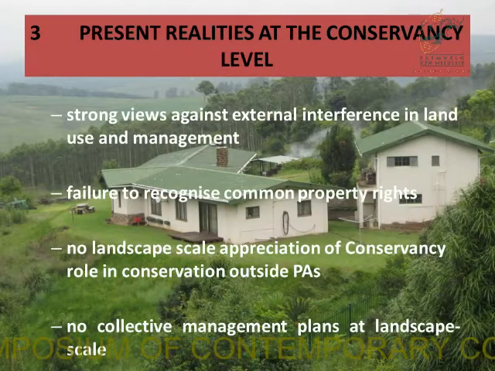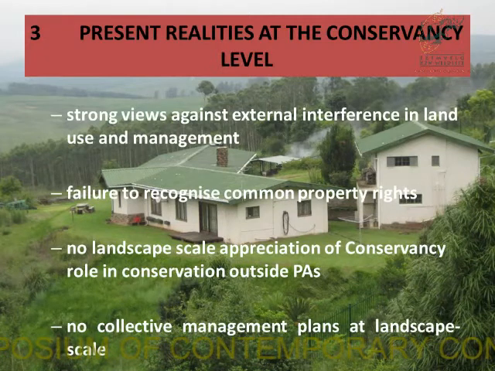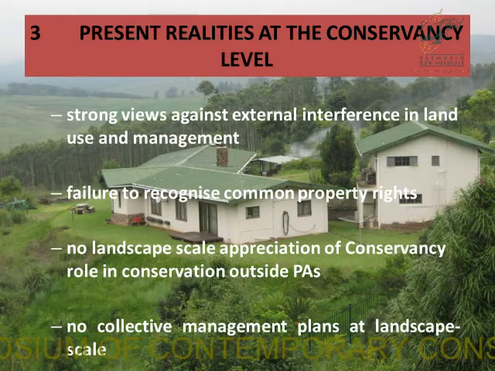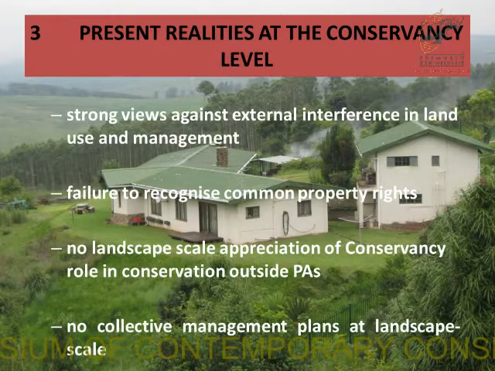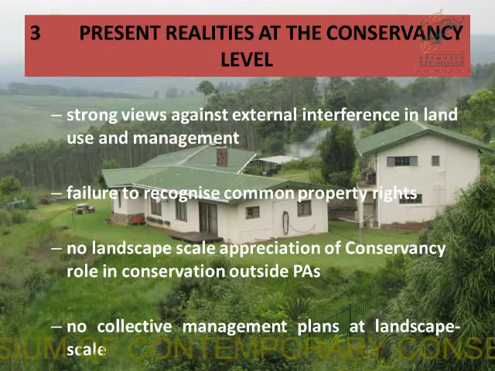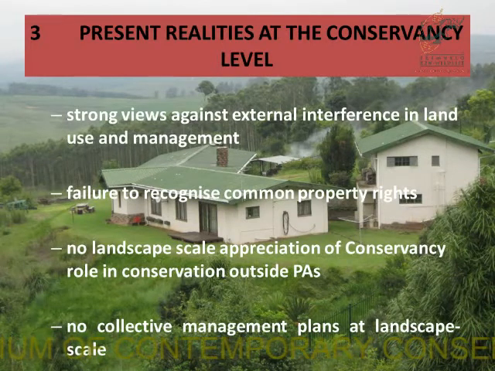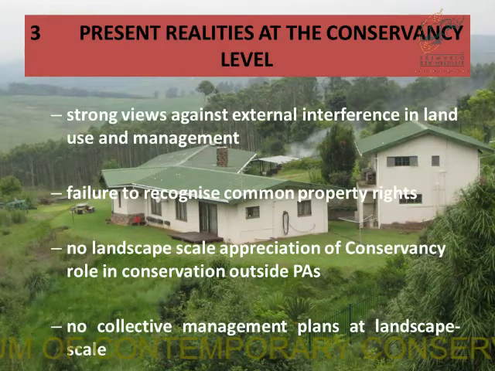But in terms of the present realities that we found in the Dargle Conservancy, this was not so. What we found were strong views against external interference in land use and management, particularly towards Ezemvelo, hazard and wildlife. This expressed the failure to recognize common property rights and the lack of appreciation for the role of the Conservancy outside protected areas. In effect, this has resulted in there being no collective management plans in the Dargle Conservancy at that landscape scale.